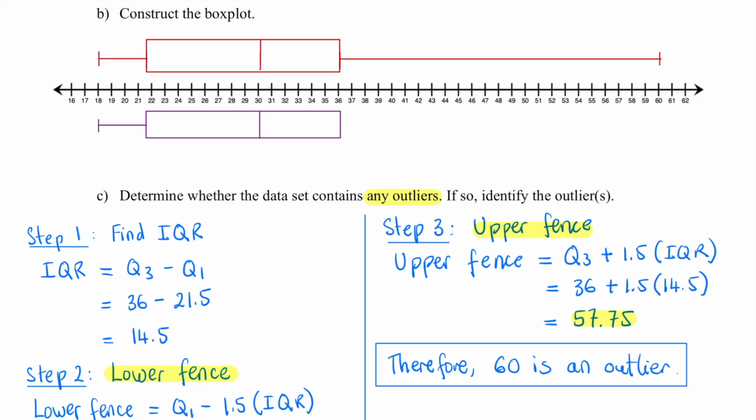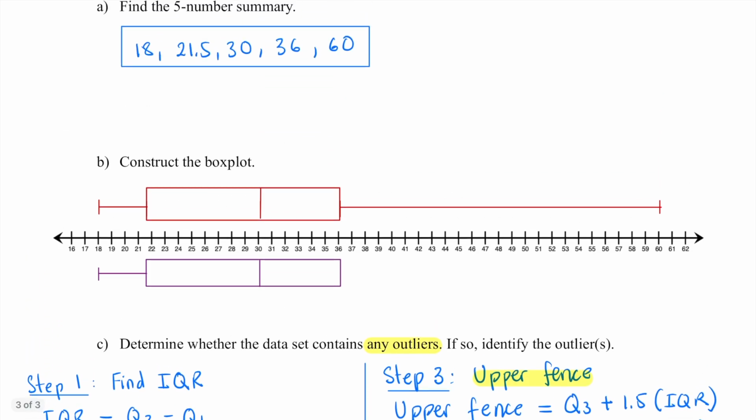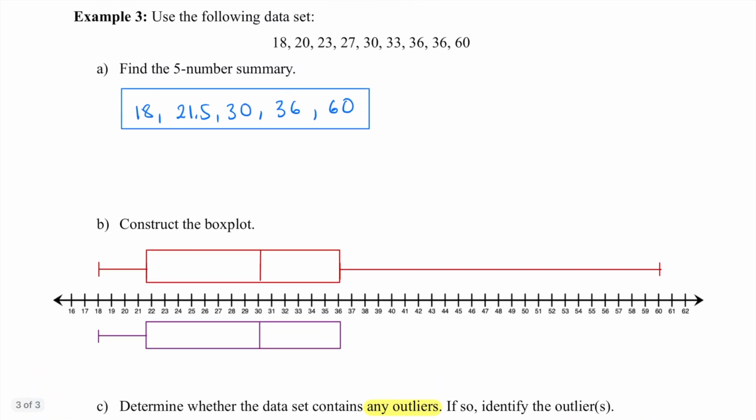Now, let's focus on the right side. Earlier, our right whisker extended all the way to 60. But since 60 is an outlier, we remove it from the whisker. Instead, the whisker should stop at the largest value that is not an outlier. Let's look at our data again. 60 is an outlier. After removing the outlier, the largest remaining value is 36. So the right whisker stops at 36.